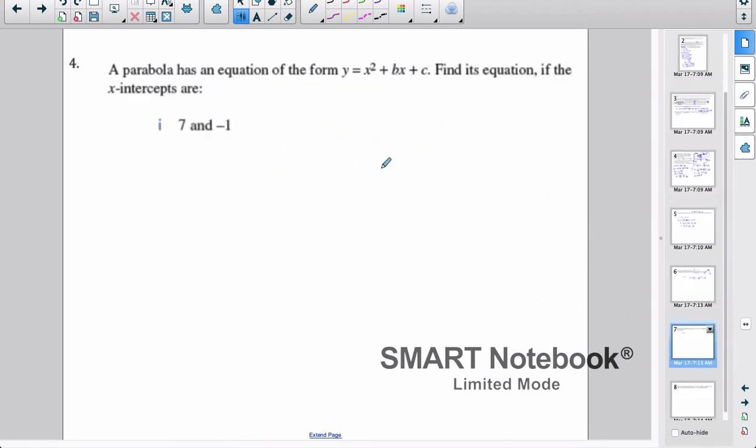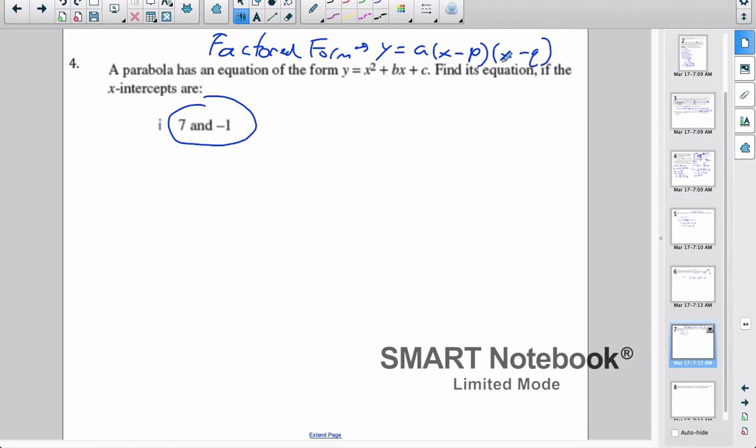Okay, next type of question you have in your homework. A parabola has an equation of this form. Find the equation if the x-intercepts are these. So we can start with factored form, also called intercept form. Factored form looks like this: y equals a times (x minus one of the roots). We'll call it alpha. Maybe we'll call it p.